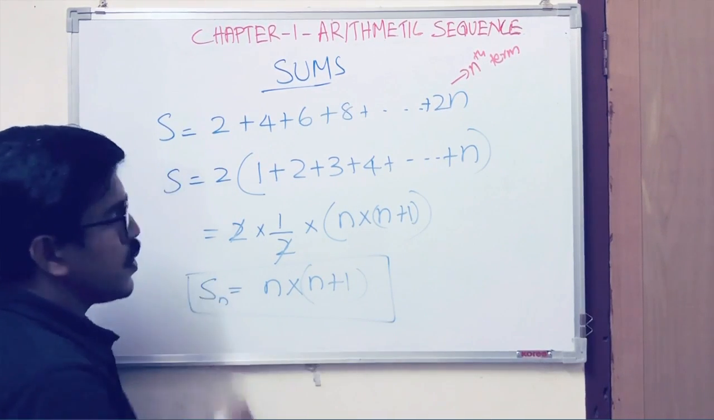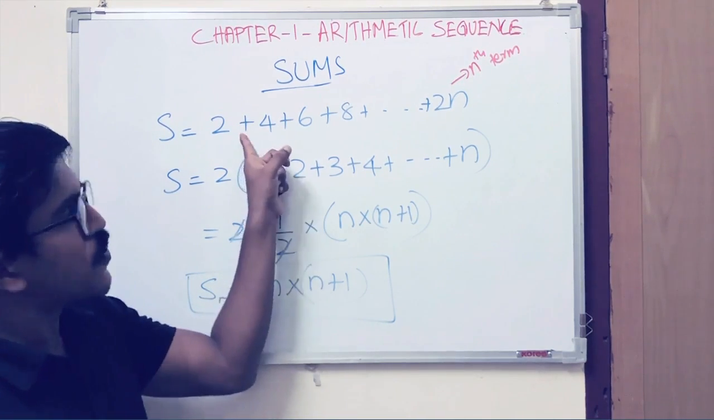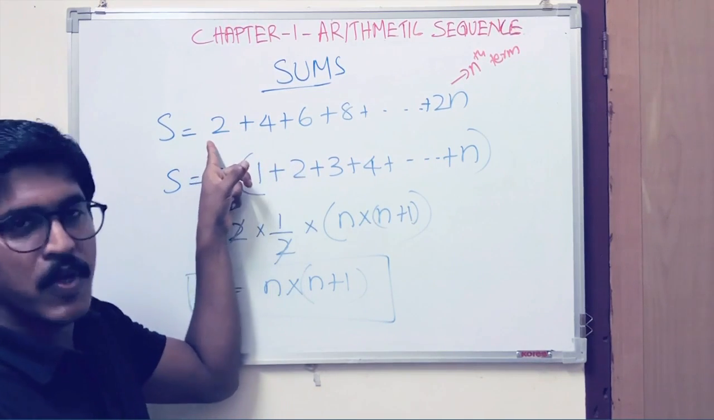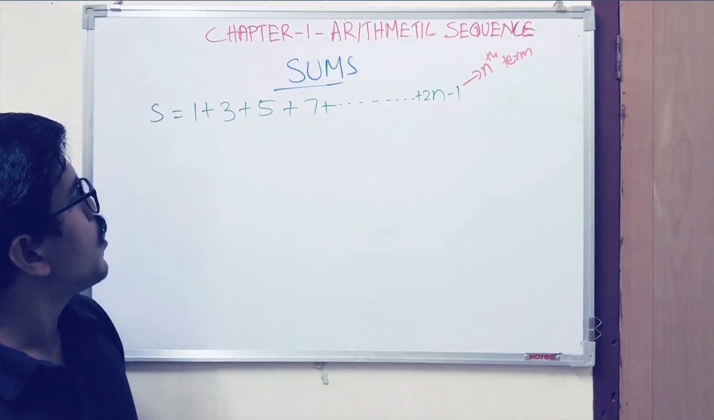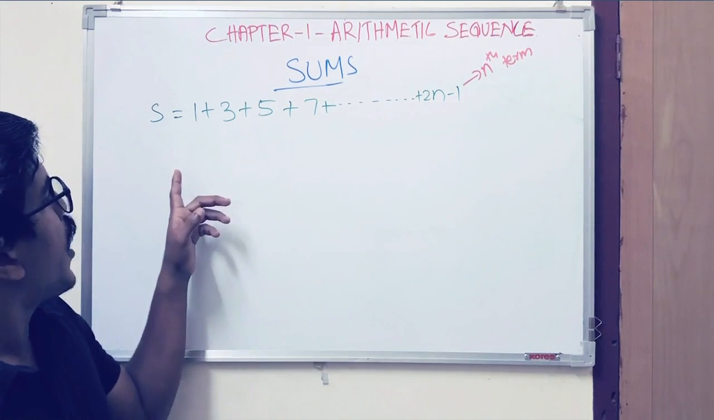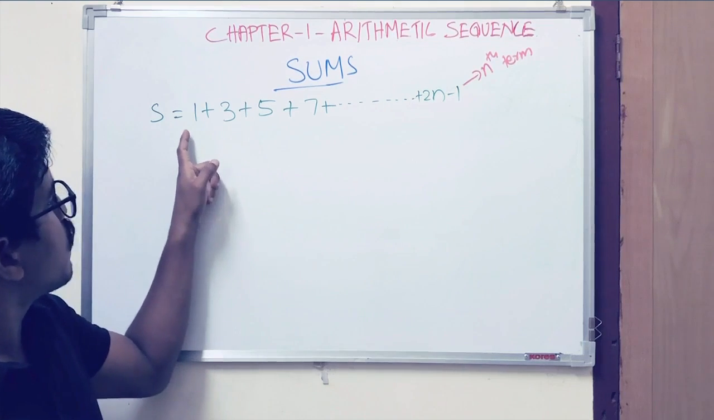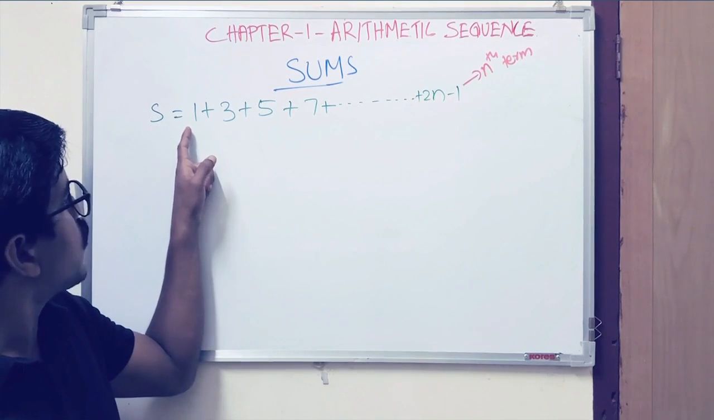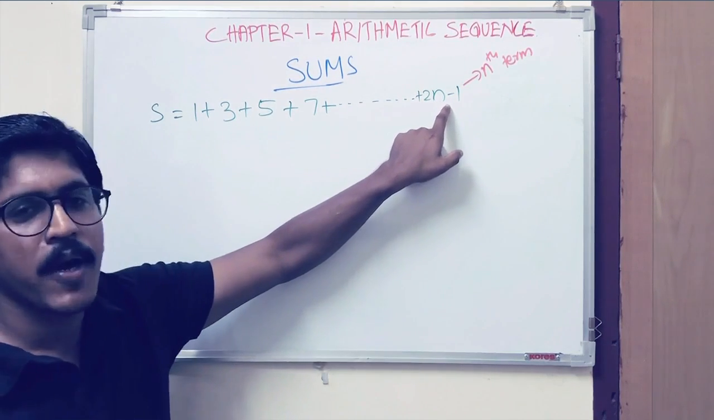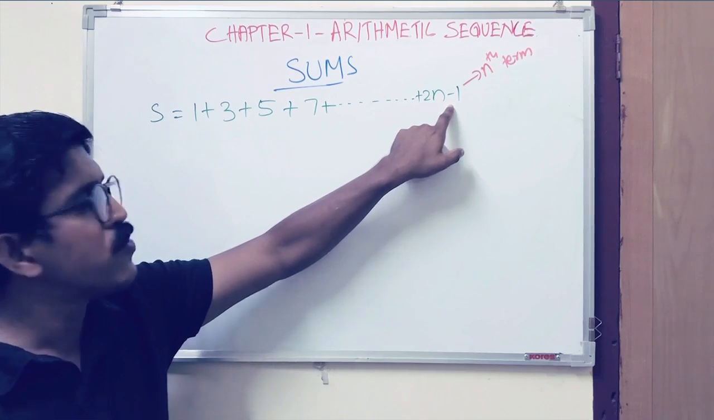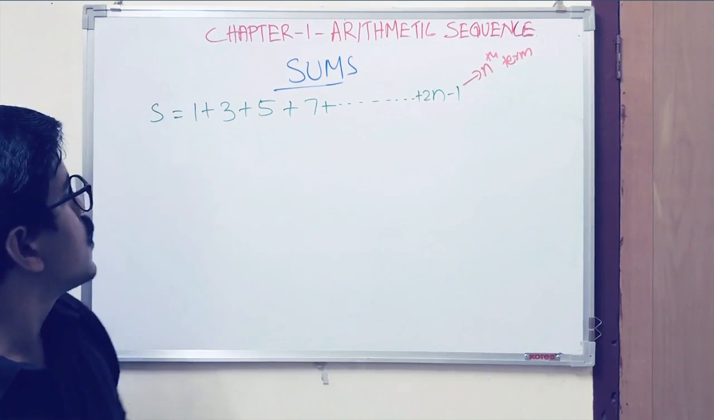So this is the general formula to find out the n terms of even numbers starting from 2. Now we can check the general formula for the sum of n terms of odd numbers starting from 1. All of you know that the first odd number is 1, and here you can see the nth term is 2n minus 1. All of you know how to find the nth term. Okay, that we already discussed.